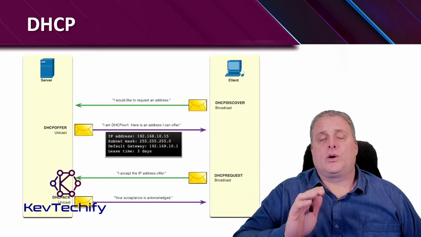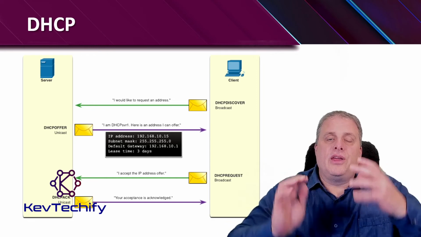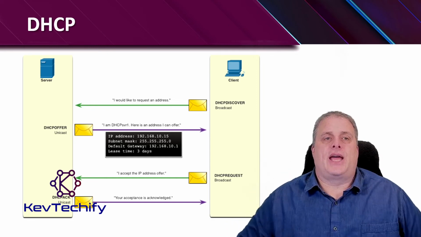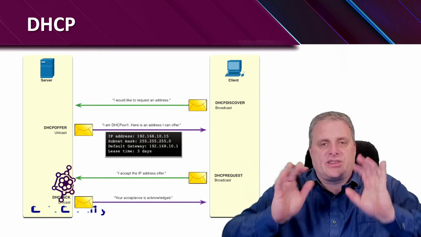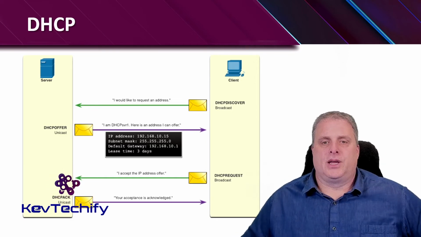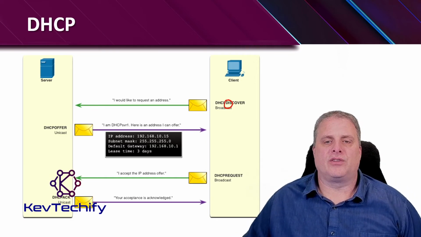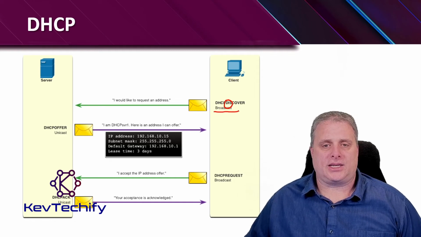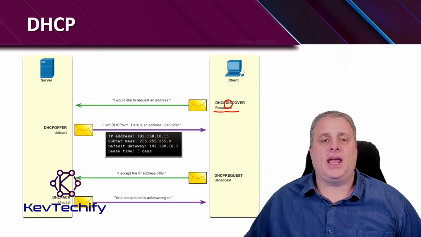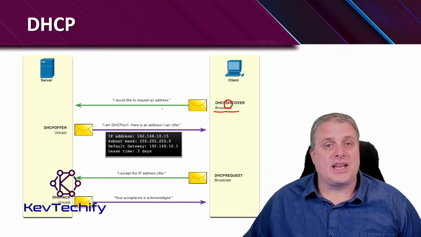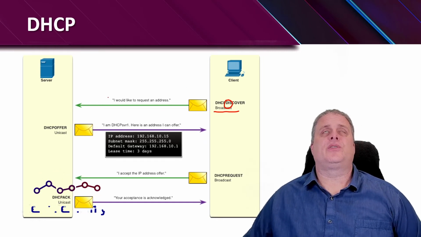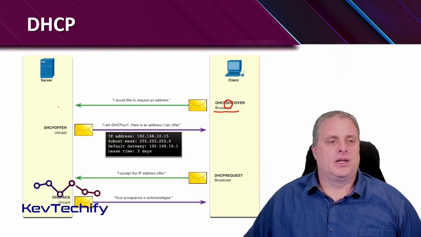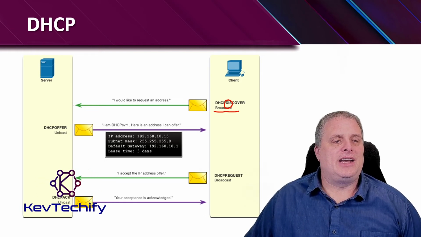DHCP, Dynamic Host Configuration Protocol, they're also susceptible to attacks. DHCP, the standard process, 4 steps. We start off with our discover, where the client sends out a broadcast to everybody on the network saying, hey, I'd like to request an address. Any DHCP server out there, please respond to me. The DHCP server hears that coming in and sends out an offer.